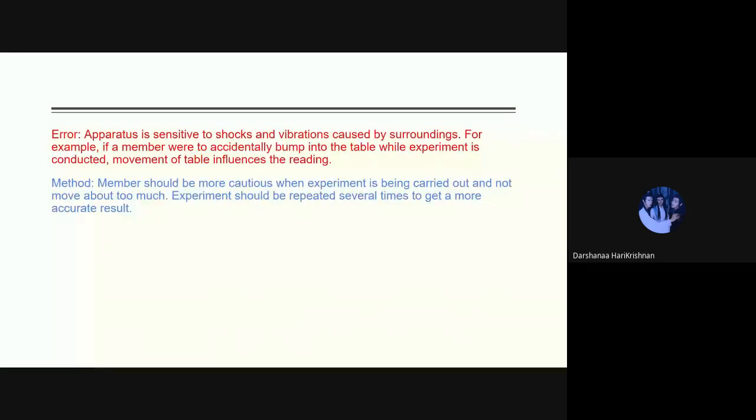The final error is that the apparatus is sensitive to shocks and vibration caused by surroundings. For example, if a member were to accidentally bump into the table while the experiment is conducted, movement of the table influences the reading. A method to overcome this problem is that members should be more cautious when the experiment is being carried out and not move about too much. The experiment should be repeated several times to get a more accurate reading.